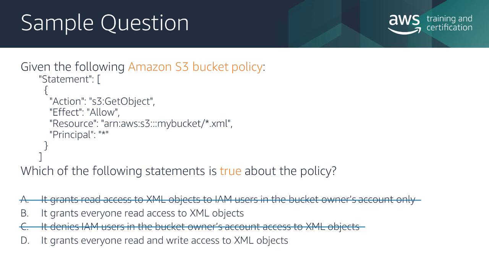It grants read access to XML objects to users in the bucket account only. Because the principal is asterisk, it's a grant to everyone, which takes us then to B or D. Is it grant everyone read or grant everyone read and write? Well, it's not option D. It is not read and write because in this case, if you look at the action, it is S3 GetObject, which is only the read access permission. Therefore, B is the correct answer.